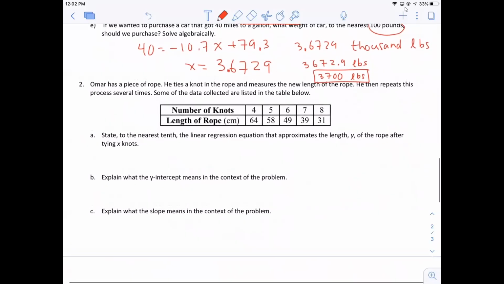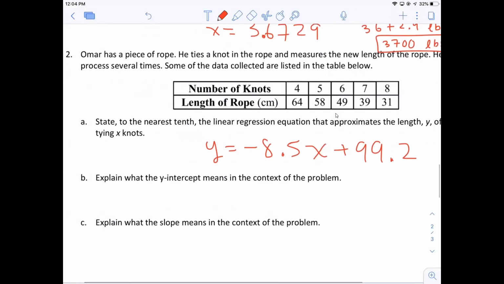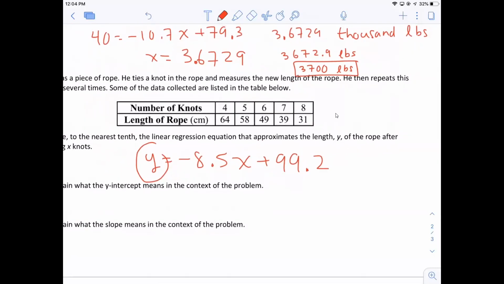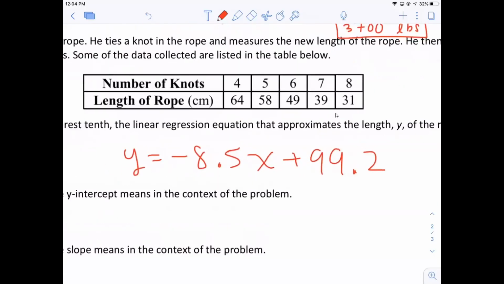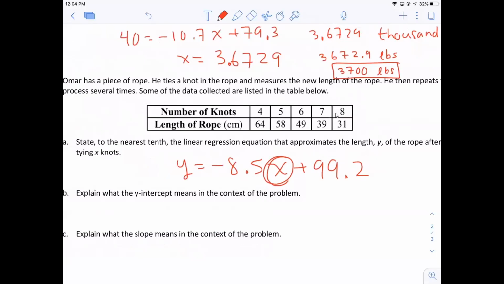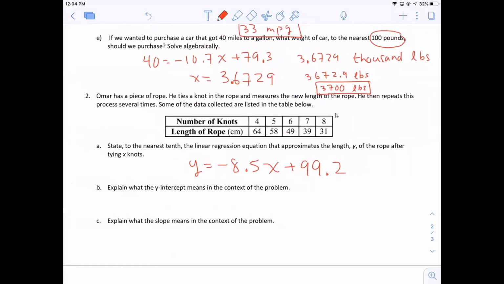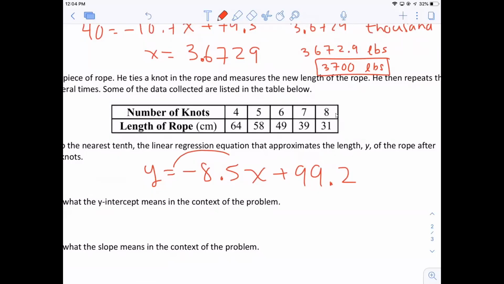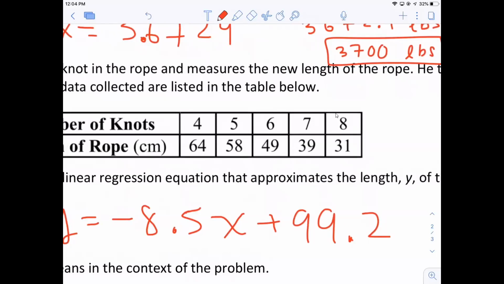So I'm going to pause the video here. I'm going to do all this in my calculator. I'm just going to write out the answers, and then we can talk about it for a bit. All right, so when I did this in my calculator, that is the linear regression I got. So this equation is saying y was the length of the rope. So the length of the rope is equal to negative 8.5 times the number of knots plus 99.2. And that would make sense because the more knots you have, the shorter the rope is going to be. So that negative means it's a negative correlation. As the number of knots increases, our length of rope is decreasing.